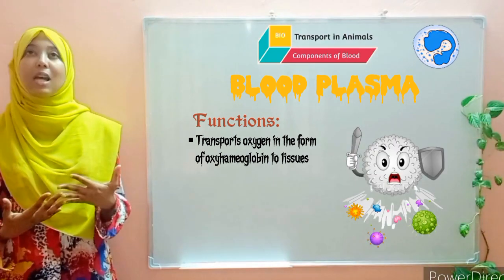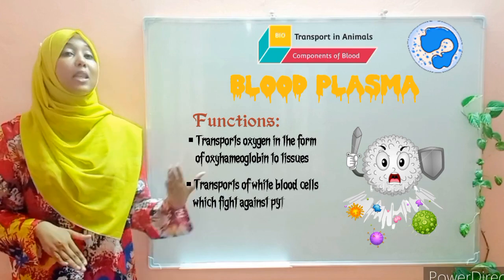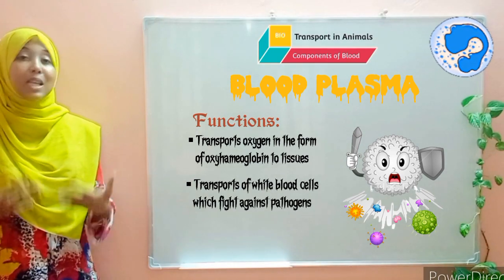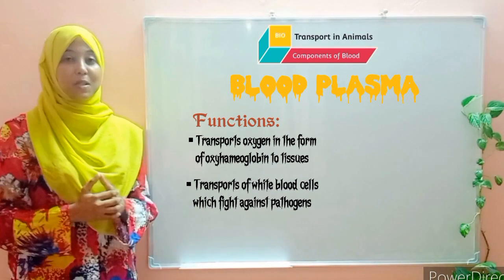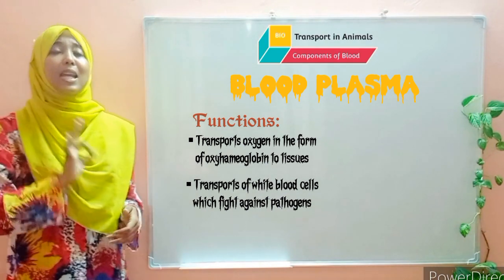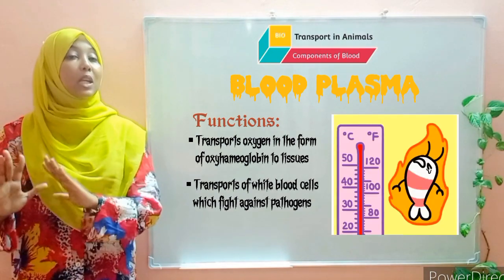Now, white blood cells are the warriors in our body. So they fight against pathogens which will otherwise cause diseases. So what happens is that the plasma also transports the white blood cells to where they are needed in order to fight pathogens. Another function of the plasma is that it plays a crucial role in maintaining the temperature within our body.